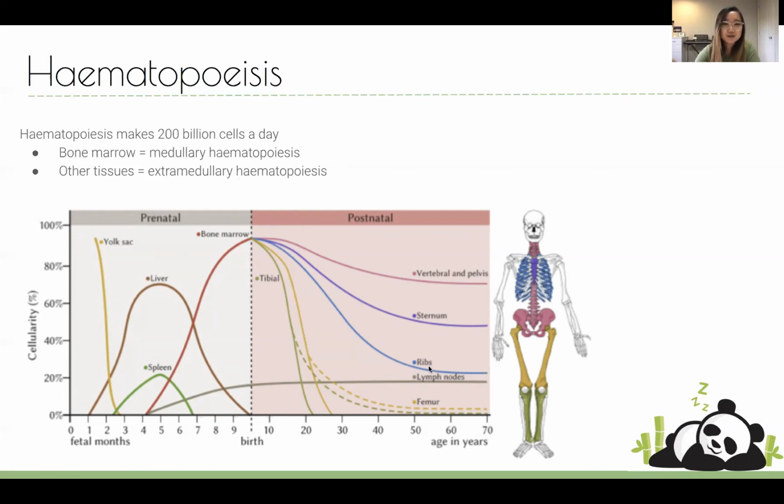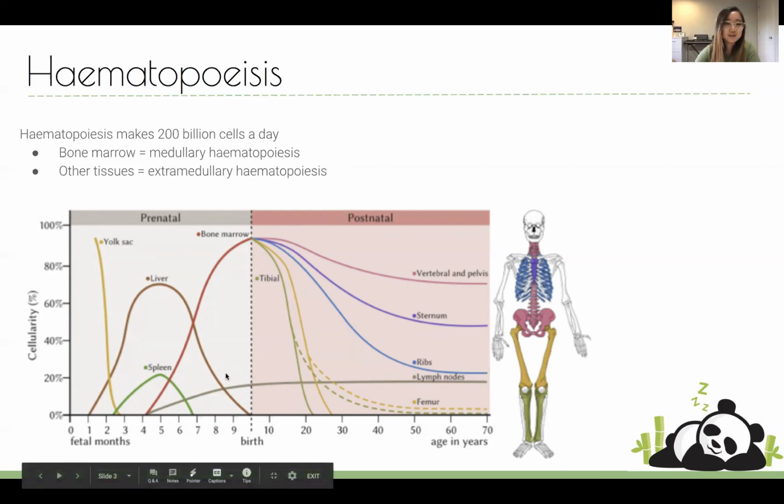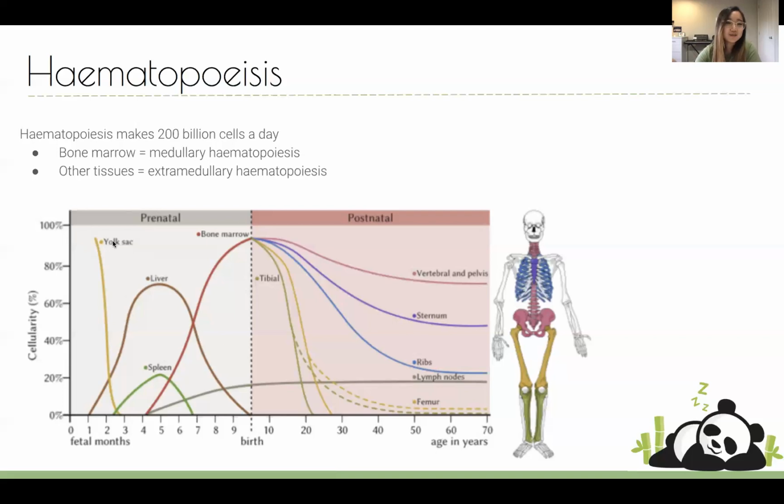I think the main takeaway from this whole picture would be that prenatally, you make a lot of the blood cells from the yolk sac, and then the liver and spleen take over, and then finally in the last few months bone marrow will take over, and then it does so for the rest of your lives.